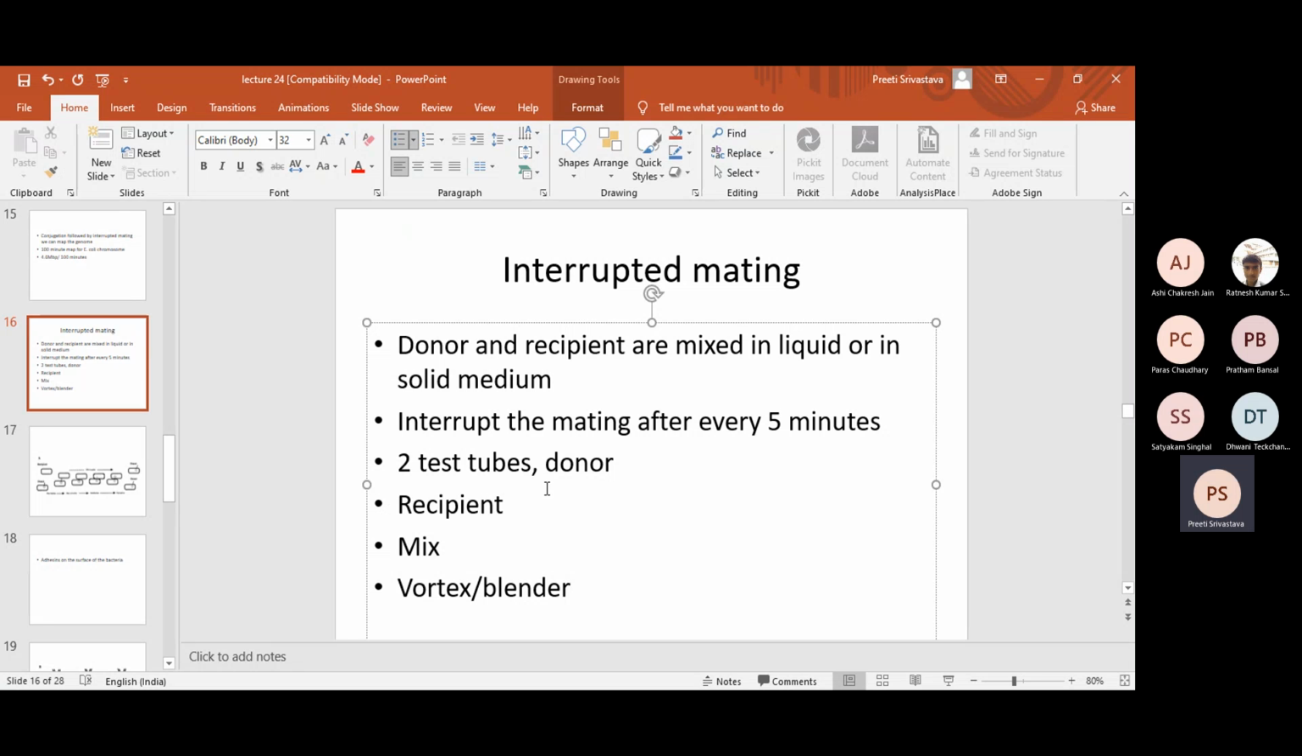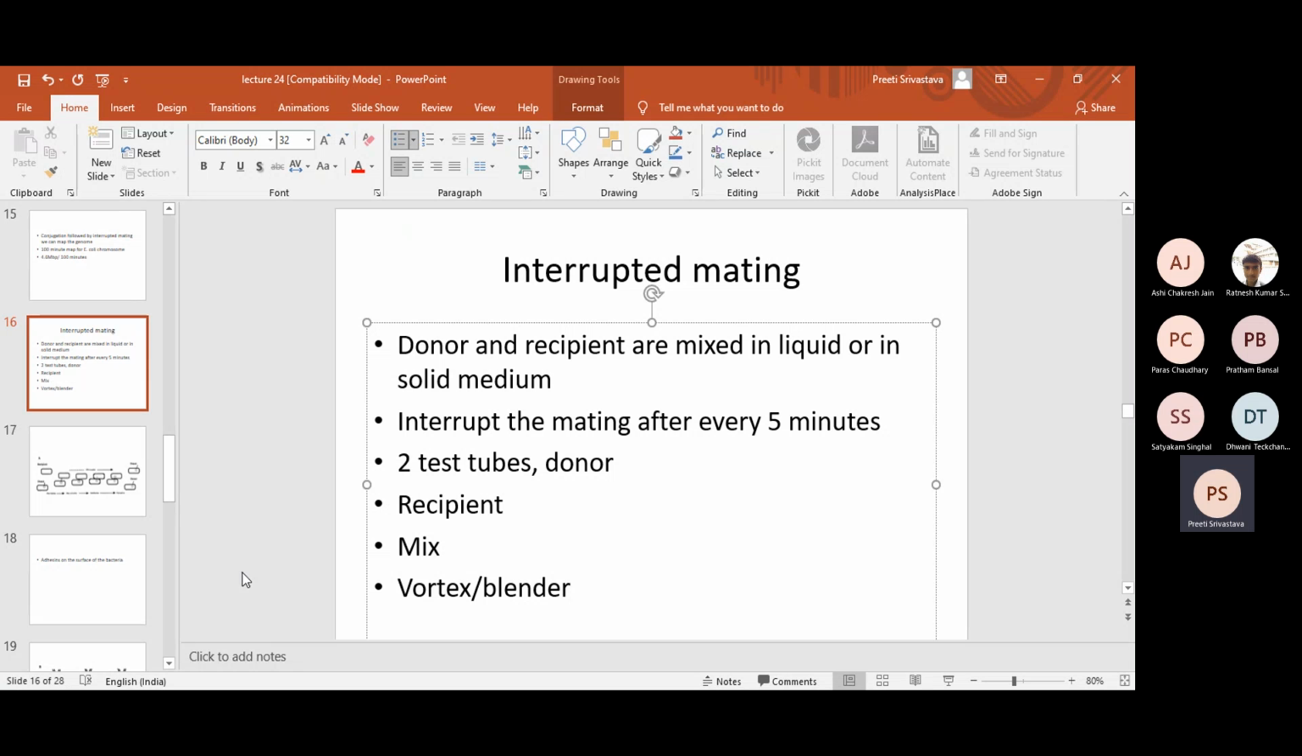After the next 5 minutes, again take an aliquot, put it in a vortexer or blender, and separate it. You keep doing this for about 100 minutes, and then you score for transconjugates. So what will happen in the transconjugates? As Ashi had mentioned, you will score for the transfer of, for example, amino acid biosynthesis genes, or some visible markers whose transfer you are going to score for.